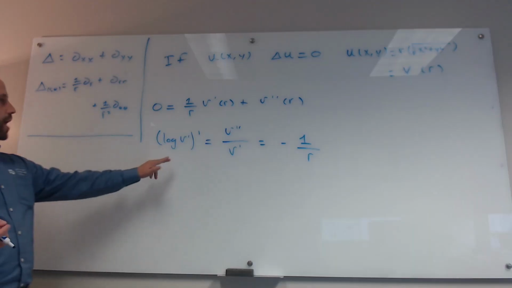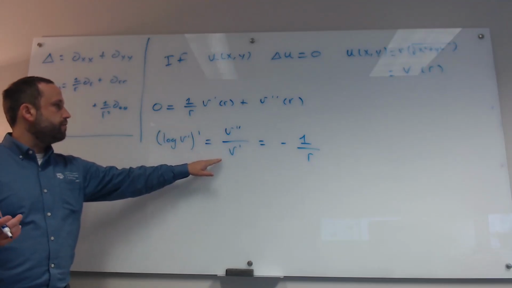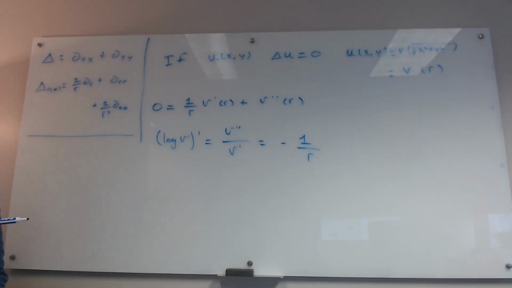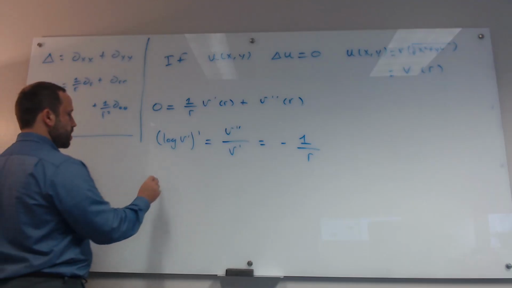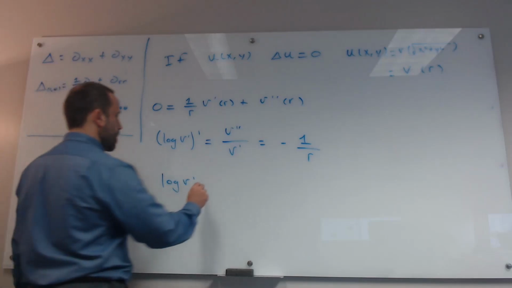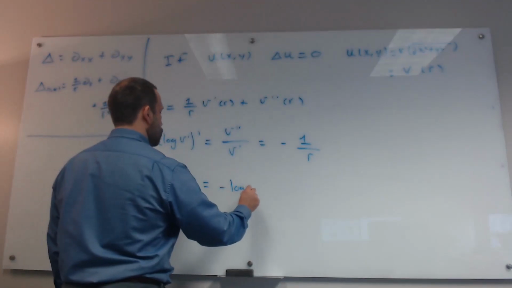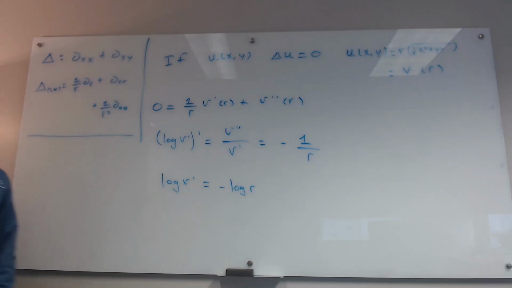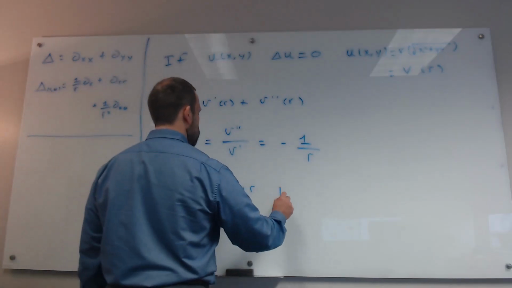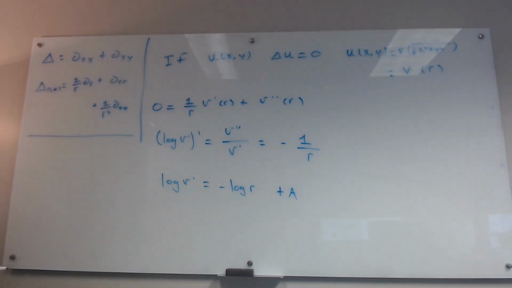Okay, this is just by the chain rule. It's 1 over v prime times the derivative of v prime, which is v double prime. So if we anti-differentiate both sides, we're going to get log of v prime on the left-hand side equal to minus log r, and we typically think about r as being a positive variable, so we're not going to do absolute values here, but you can if you want, plus some unknown constant, which I'm going to call a. A is going to get redefined as we go along.